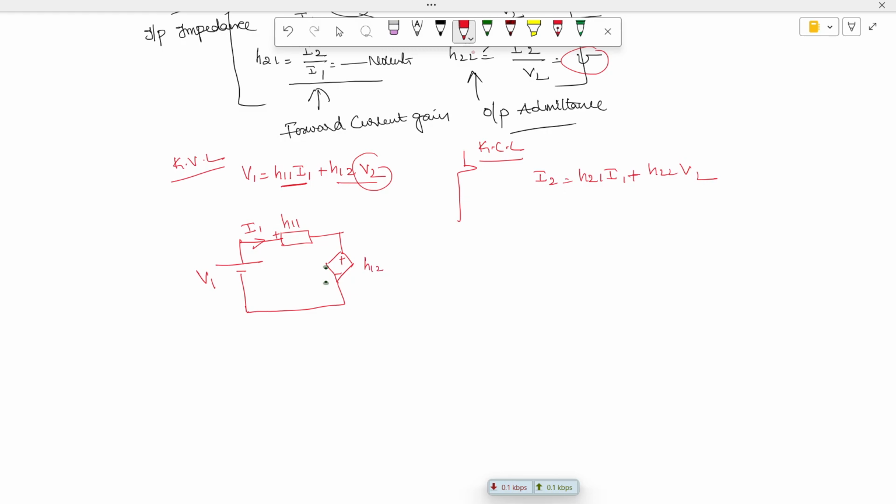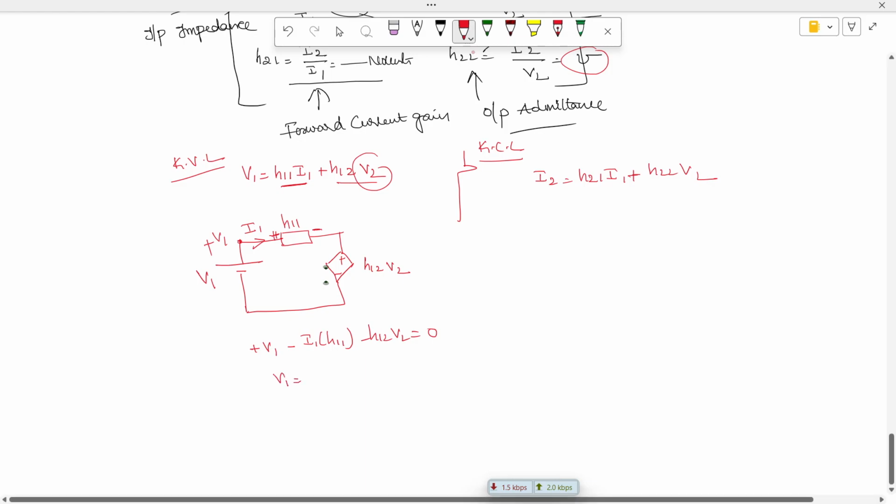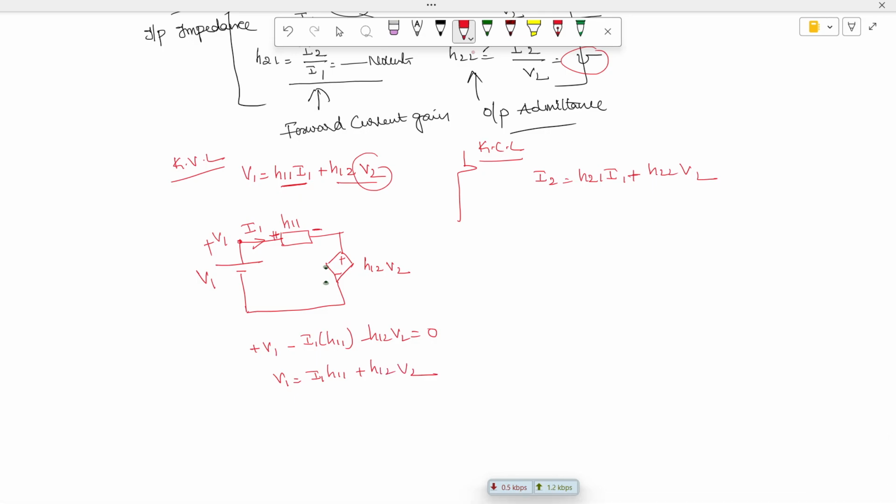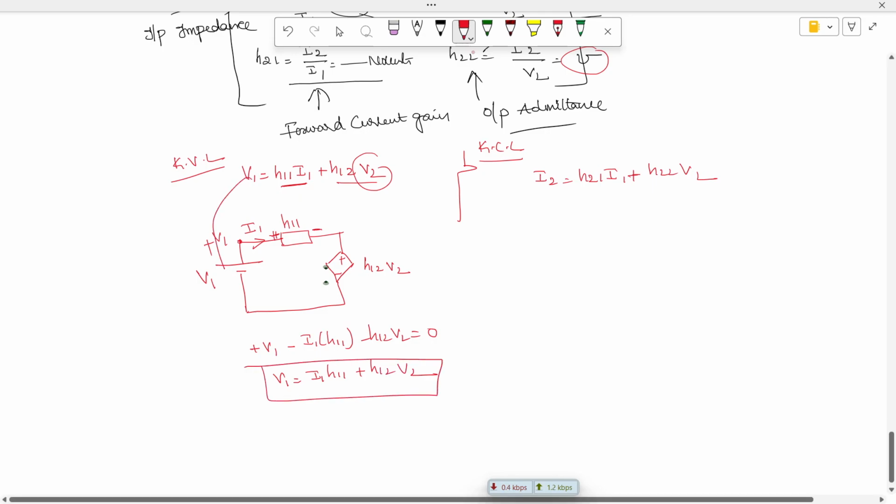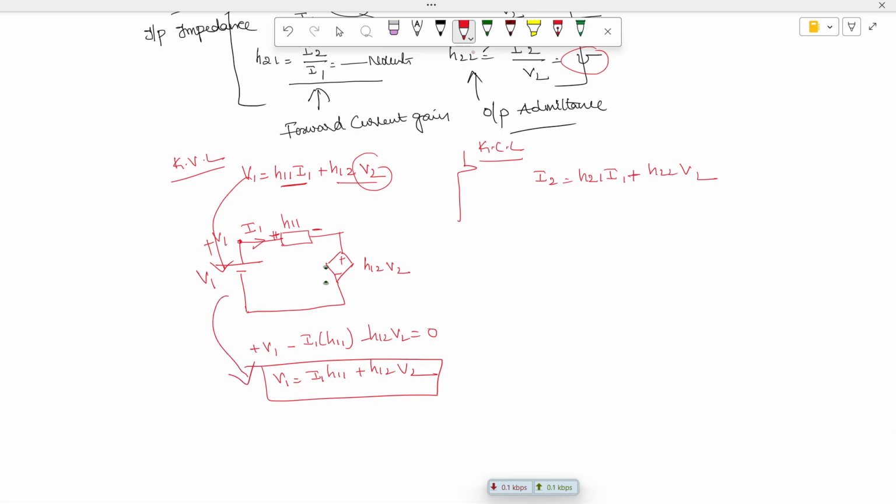This is H12 V2. If you apply the KVL, the voltage at this point is V1, current is entering as positive, leaving as negative. So this should be positive and negative. When you apply the KVL, the voltage is plus V1 minus I1 into H11 minus H12 V2 equal to 0. Therefore, V1 is equal to I1 H11 plus H12 V2. So hope you got this, and by cross verification also this is 100% correct. The equivalent circuit for the input port is correct.